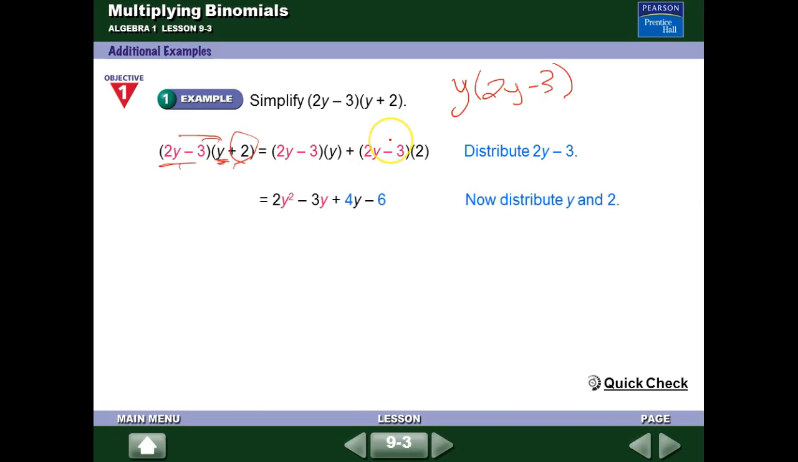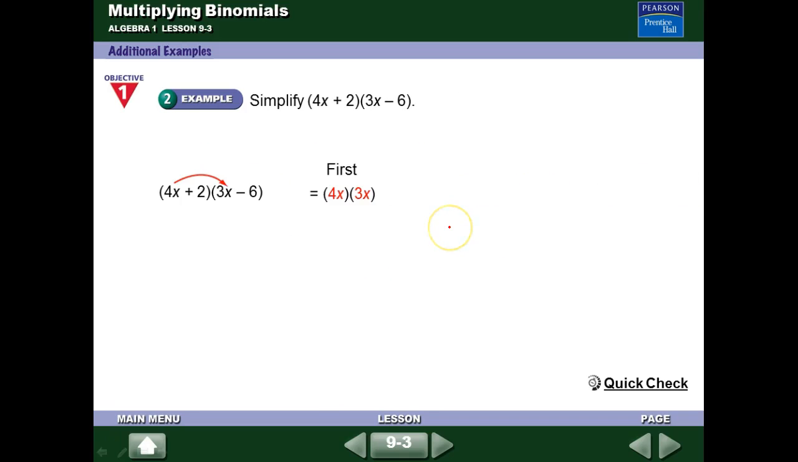So you can see here in this next step, they did 2y times y is 2y squared, 3 times y is 3y. 2 times 2y is 4y, 2 times 3 is 6. We can simplify, so 2y squared minus 3y plus 4y minus 6. The y's are the same. So negative 3 plus 4 gives you 1, so we have a 1y here, minus 6.